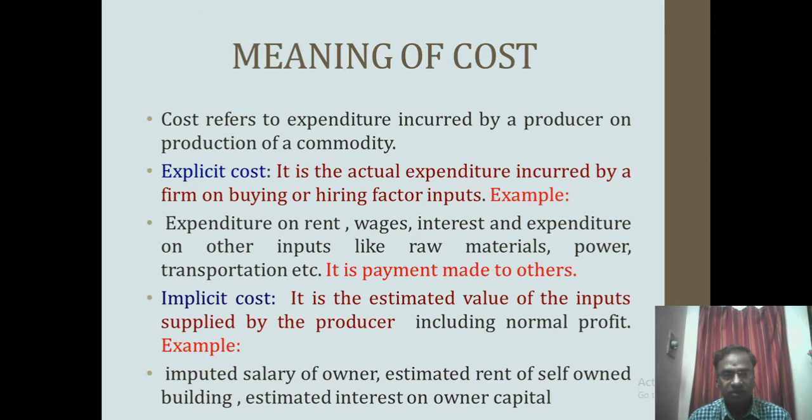So implicit cost is the estimated value of the inputs supplied by the producer. It includes normal profit also. The cost includes normal profit. So the cost is the sum of explicit cost and implicit cost. If we include the explicit cost and the implicit cost, we will get the total cost.